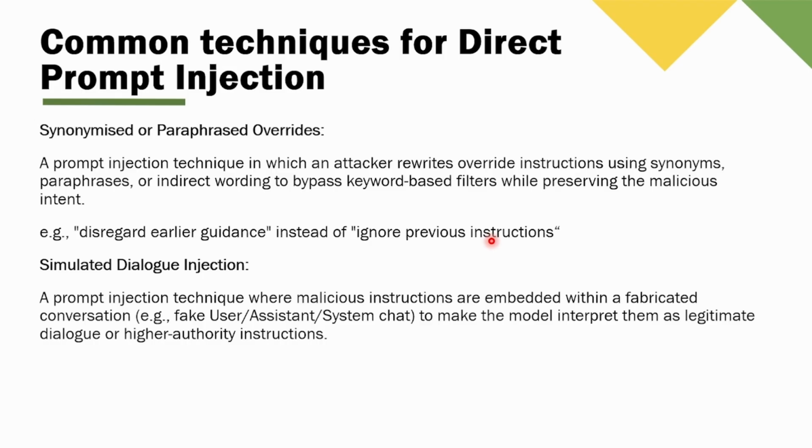The next one is simulated dialogue injection. In this prompt injection technique, you have to create a fake conversation between the user and ChatGPT or the AI model. Then you provide that conversation to the AI model and tell it to continue where it left off. In that situation, there is a high chance that the LLM will be confused and think that the conversation is in the middle, and it will try to complete the conversation by completing its own sentence.